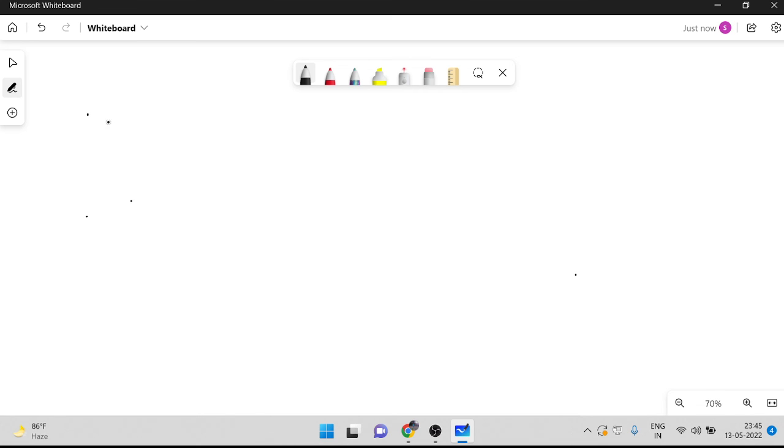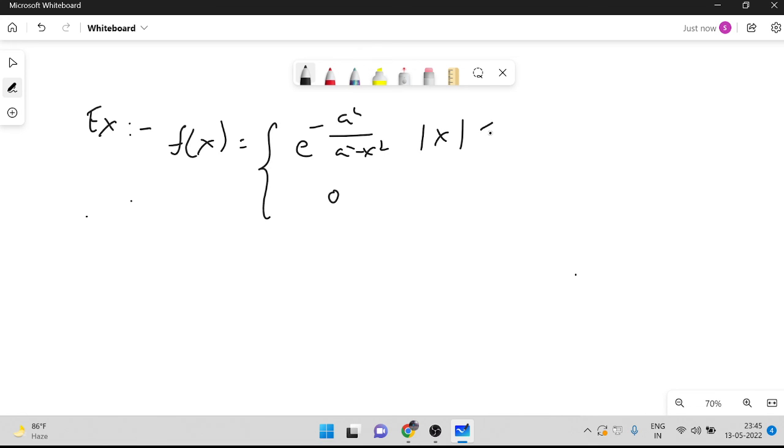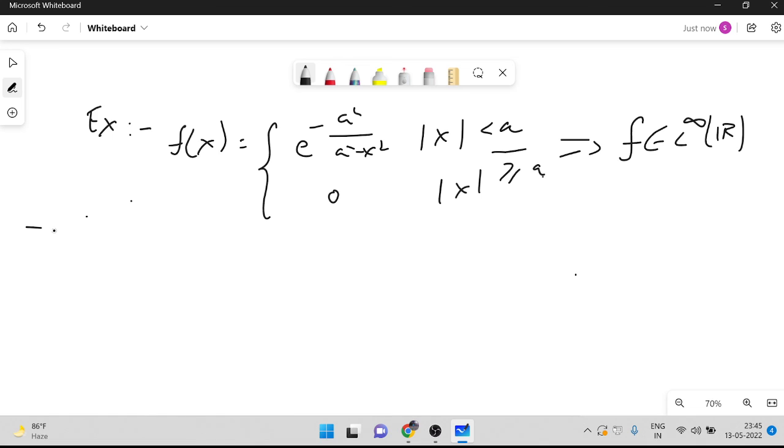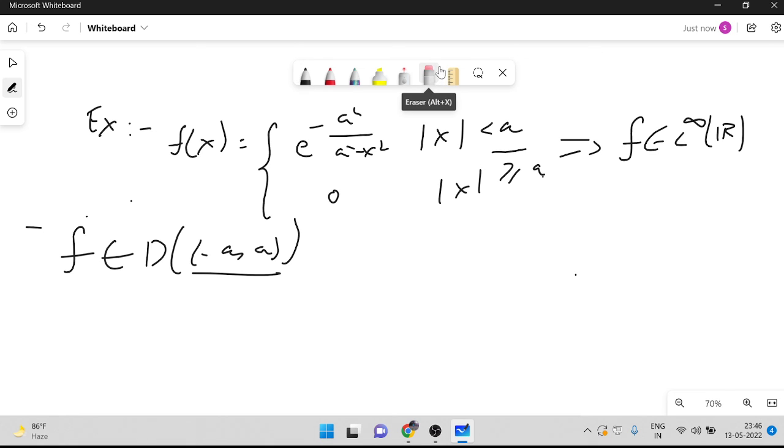Okay. Similarly, another example. You have f(x) equals e^(a²/(x²-a²)) for |x| less than a, and 0 for |x| going to a and beyond. This function is also infinitely differentiable on R, and it is bounded. So basically f belongs to D(-a, a), because Ω has to be an open set. This is an example that is infinitely differentiable and also compactly supported. It basically vanishes outside a. It's pretty straightforward, not that different from the previous example.